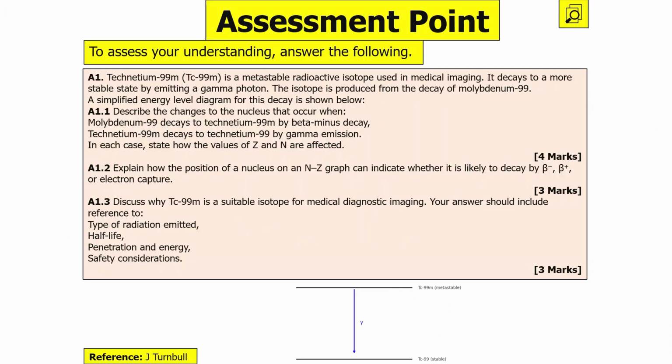Technetium-99m is a metastable radioactive isotope used in medical imaging. It decays to a more stable state by emitting a gamma photon. The isotope is produced from the decay of molybdenum-99. A simplified energy level diagram for the decay is shown below.